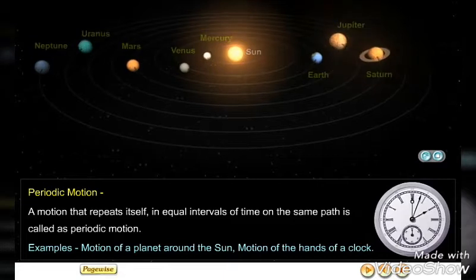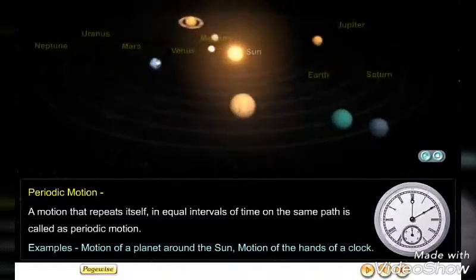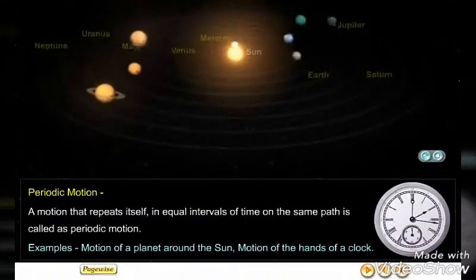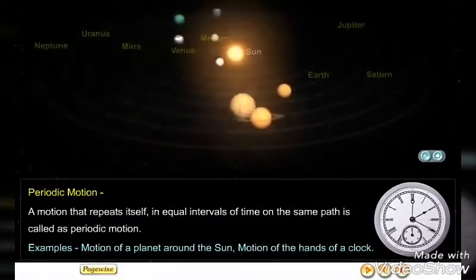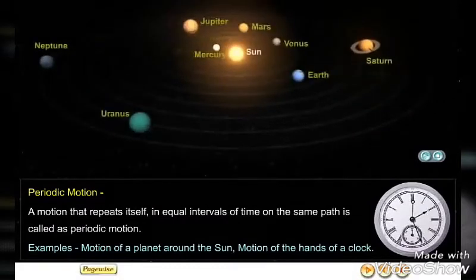Periodic motion. A motion that repeats itself in equal intervals of time on the same path is called periodic motion. Examples: motions of planets around the sun, motion of the hands of a clock.